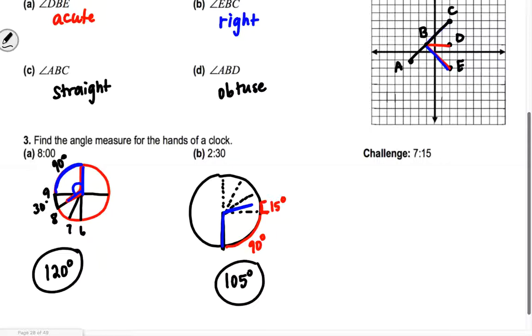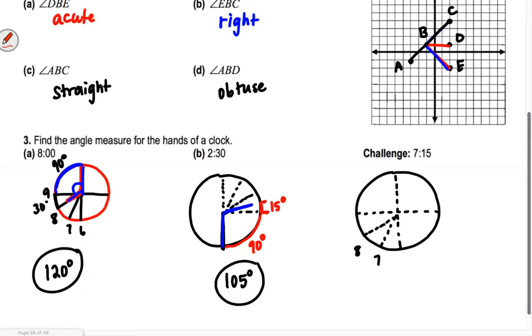Oh my gosh. Let's draw our clock. Let's draw these little grids in. We have our 7 and our 8. 7:15 isn't going to be directly in half. It's going to be half of half, right? Half would be 15 degrees. Half of that is going to be how much? 7.5. So just in here is 7.5 degrees.